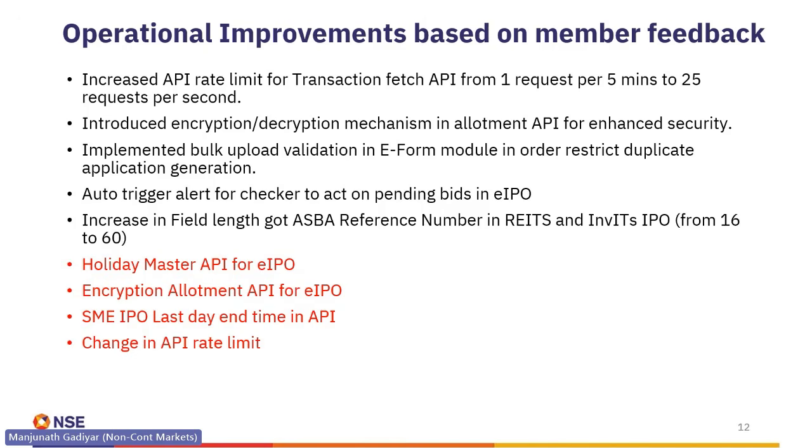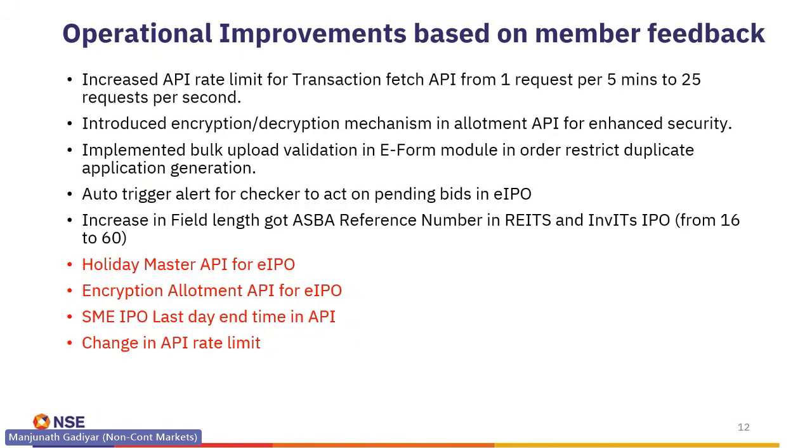And SME IPO on the last day ends by 4 p.m. This is the latest development which has happened. For all other IPOs, usually it is 5 p.m., but for SME IPO, on the last day, the bidding closes by 4 p.m. So we have put in that additional check and released an API for the same, and a change in API rate limits, as we showed earlier.